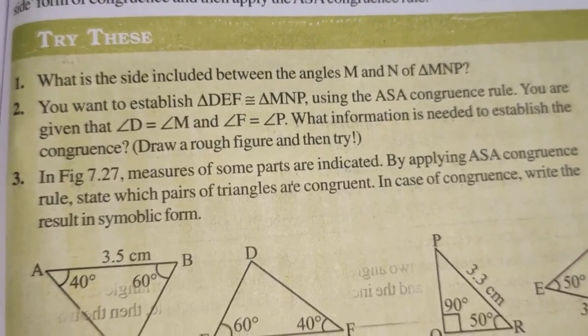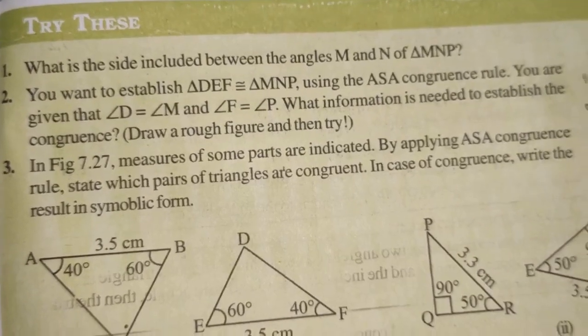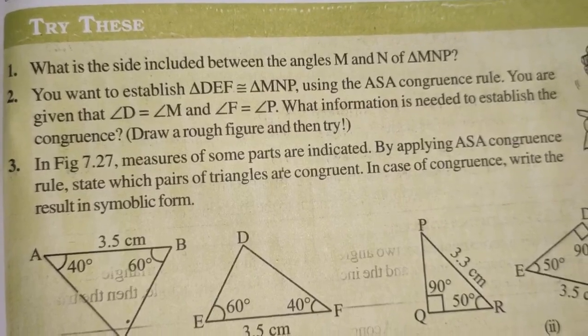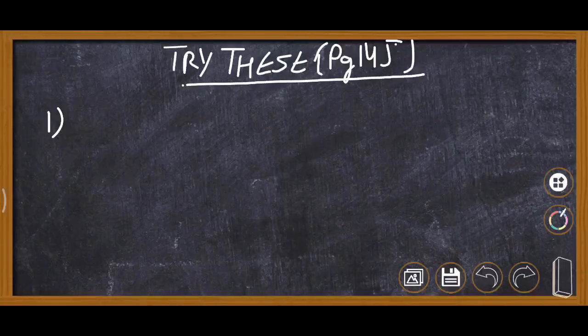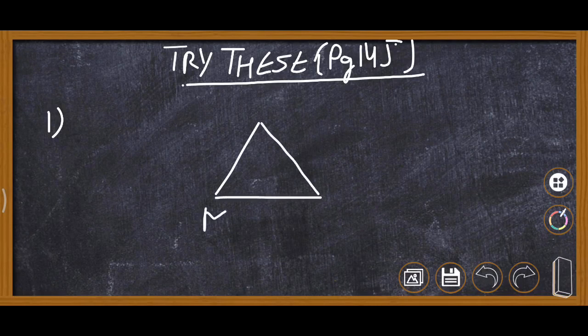So first of all, there is a need to draw a figure, and then we will find which side is between M and N in the triangle MNP. First of all, we have to draw a triangle MNP. Here we will write M, here N, and here we will write P. Now the question is asking which side is between this angle M and this angle N. Which side is between these two angles?